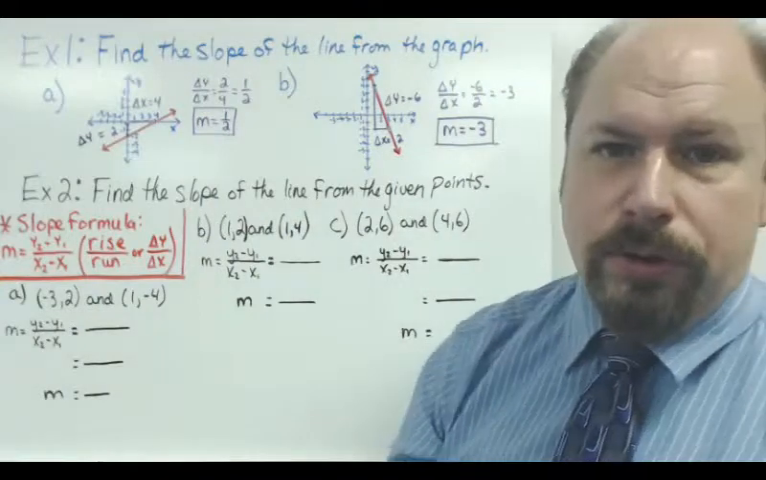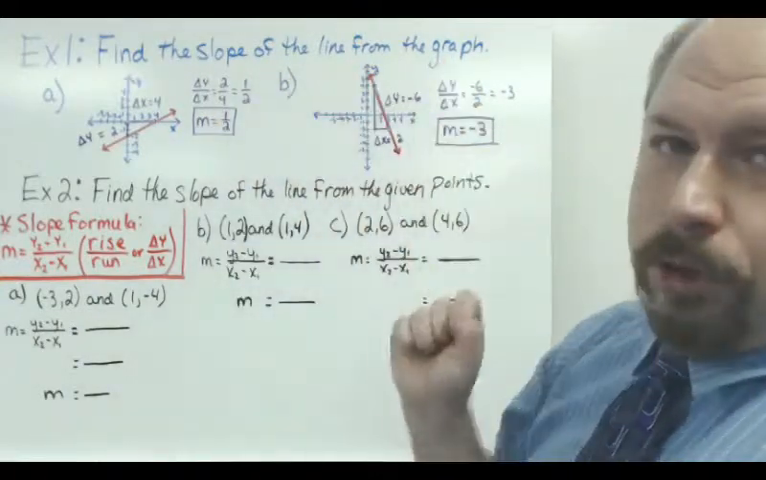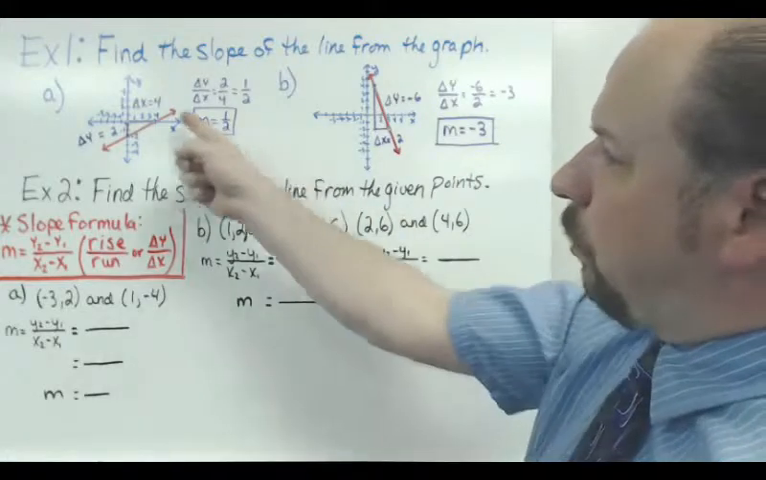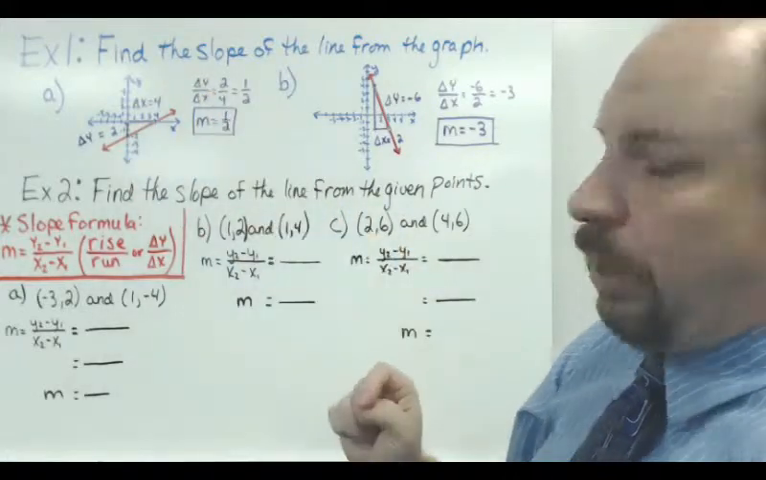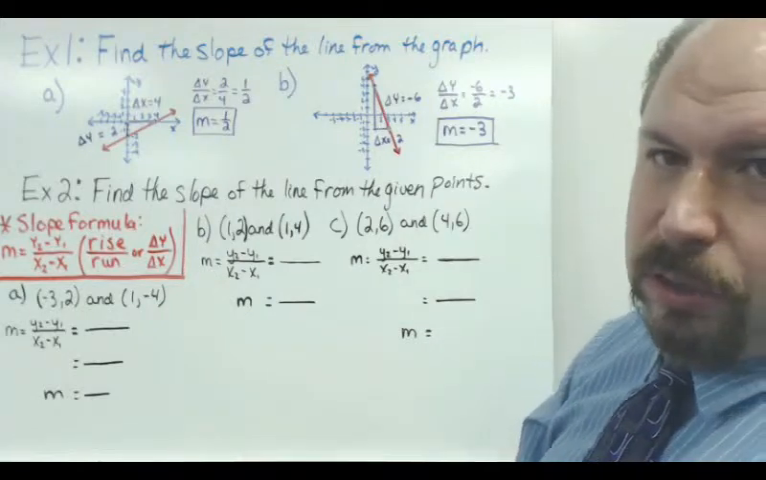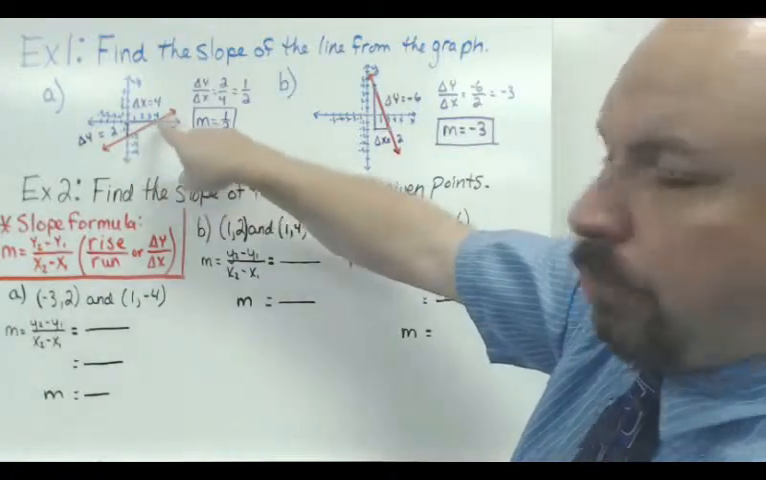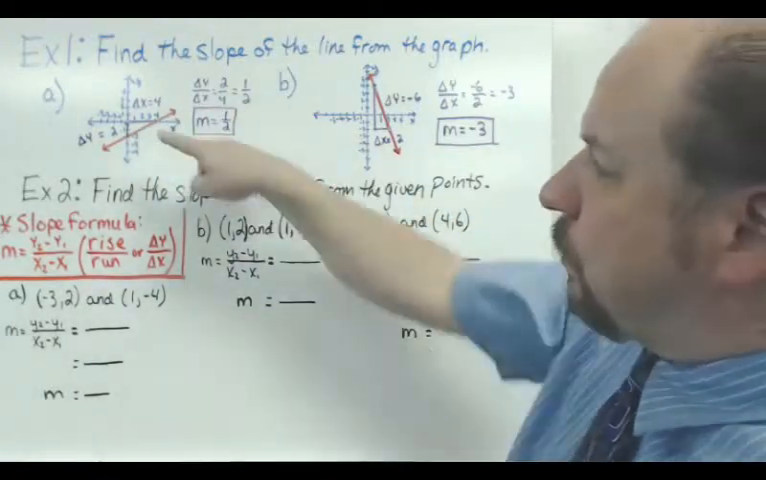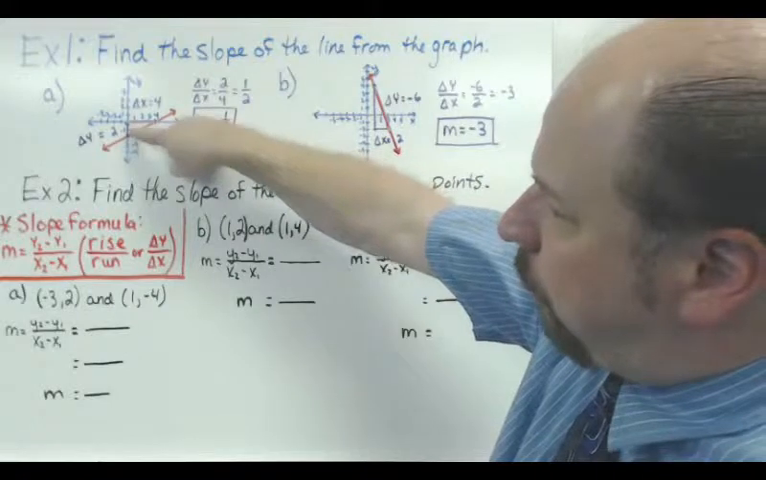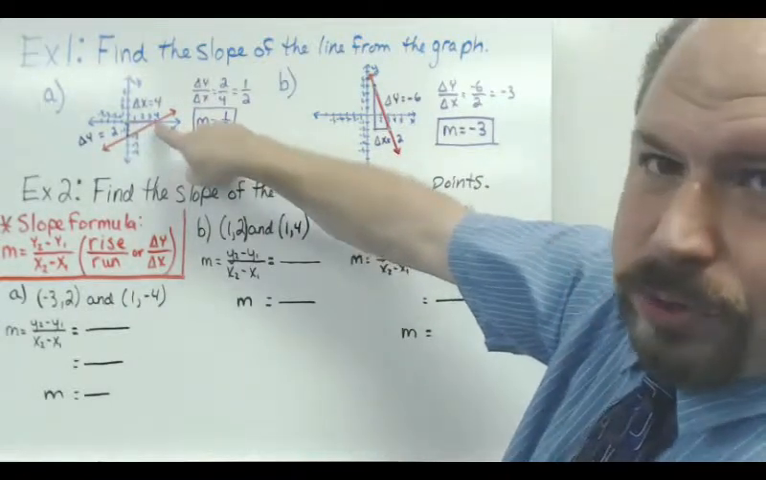Here is our first example for the day. Find the slope of the line from the graph. If we take a look, we have a line graphed here, and it's always nice to find a couple of easy points that we can locate on the line. Here I've identified both of the points on the axes. Here we have (0, -2), and here we have (4, 0).